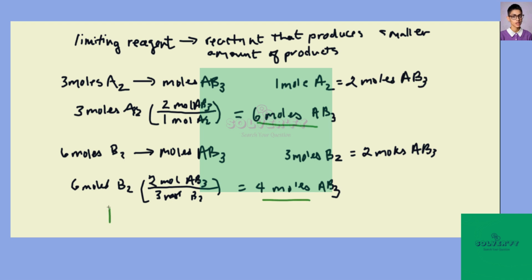So that means that B2, even though there's more of it, is the limiting reagent. And it should produce 4 moles of product.